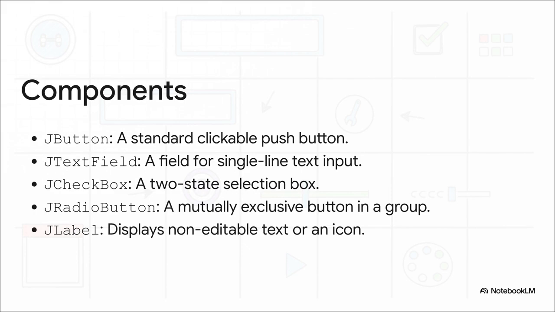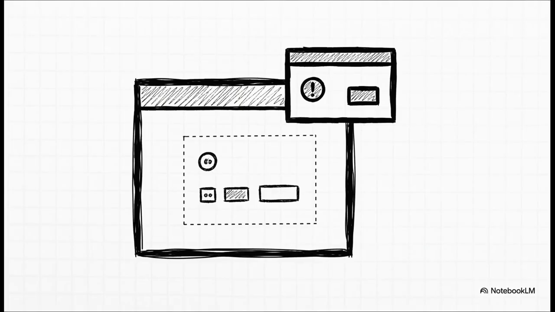Pretty straightforward stuff. But you can't just have a bunch of buttons floating in space, right? You need something to hold them. That's where containers come in. The main window of your app is a JFrame. Think of it as the main box. Inside that box, you can use JPanels to organize things, like grouping all your login fields together. And for those little pop-up alerts, you've got the JDialog.